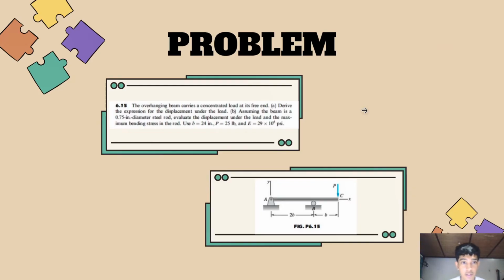First, it's a problem. The overhanging beam carries a concentrated load at its free end. Derive the expression for the displacement under the load. Assuming the beam is a 0.75 inches diameter steel rod, evaluate the displacement under the load and the maximum bending stress in the rod. Use B is equal to 24 inches, P is equal to 25 pounds, and E is equal to 29 times 10 raised to 6 psi.